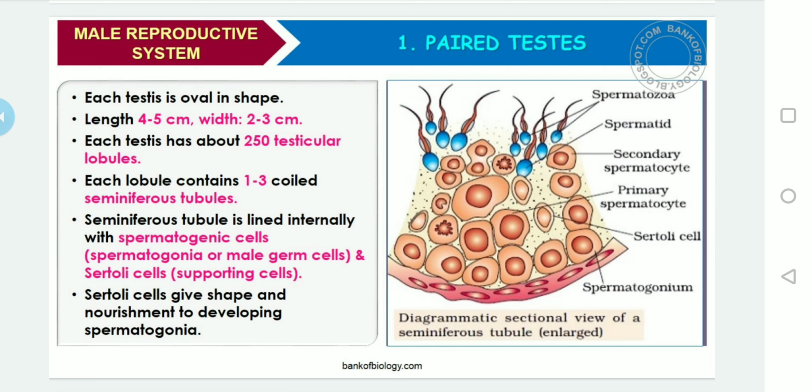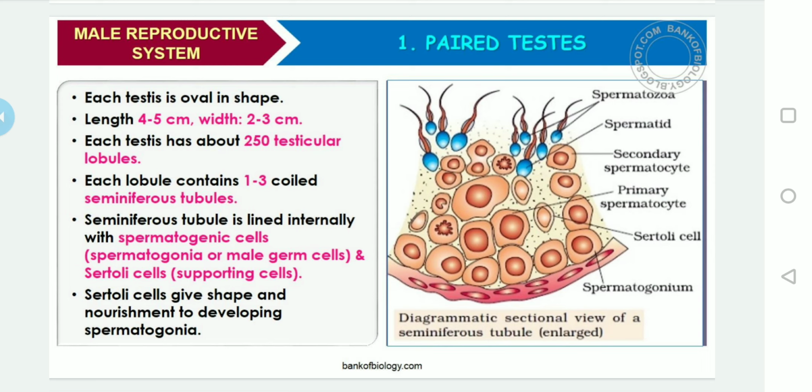Then the wall of each seminiferous tubule is lined by two types of cells, namely male germ cells and Sertoli cells. The male germ cells are nothing but spermatogonia. They undergo meiotic division leading to sperm formation.